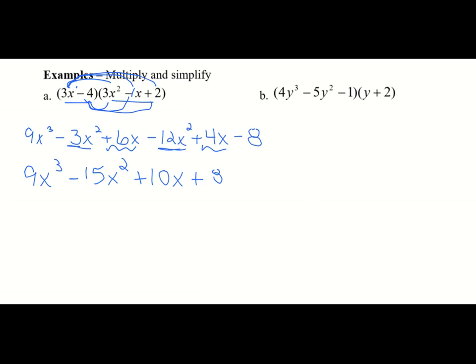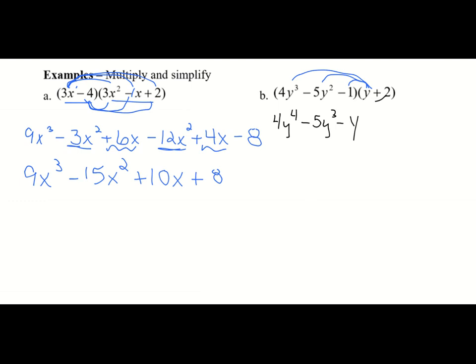Okay, and let's take a look at B for this one. Now, I would say you could do the trinomial times the binomial, but I think I'm going to go in reverse. It's easier to work with the two terms and multiply it times everything in the third one. So I'm going to do first y times 4y cubed. So it's going to become 4y to the 4th. Then y times negative 5y squared would be negative 5y cubed. And negative 1 times y will give me negative 1y or negative y.